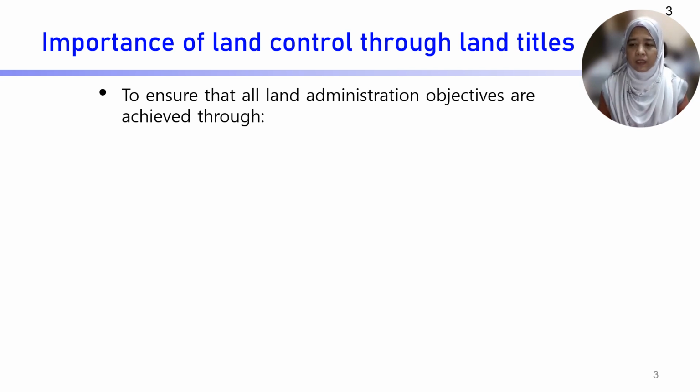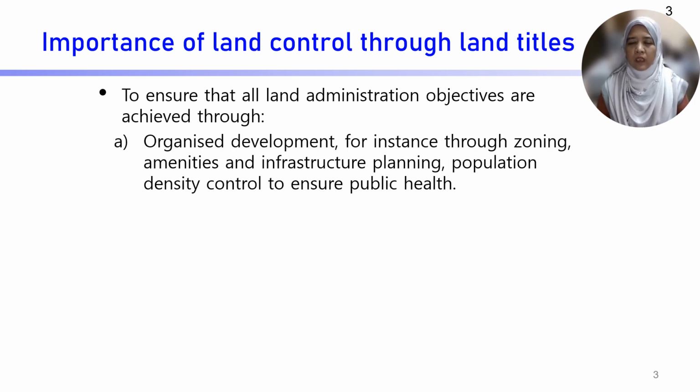And in particular, the details that we're going to discuss in this lecture and the next lecture will enable the land administration objectives to be achieved. First of all, it ensures organized development. When we specify what category of land use is legally available for the land, for instance, agriculture, building, or industry, it enables the authority to determine what kind of development takes place in that area.